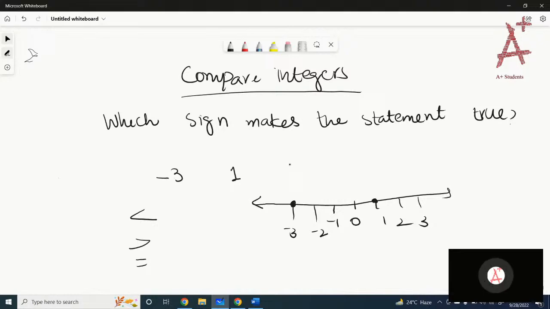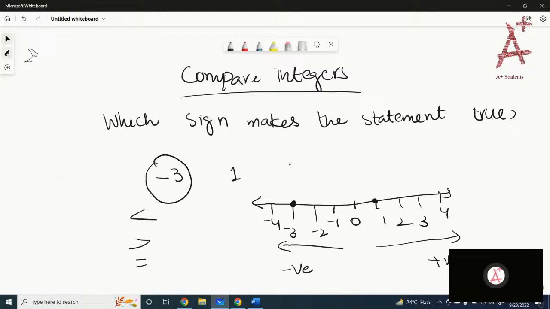On the right hand side of the number line, you have all positive numbers, and each next number is greater than the previous one. Like the next number is 4, and 4 is greater than 3. Got it? As you are moving far from 0, the numbers are greater and greater. And on the left hand side of the number line, you have all negative numbers. Each next number is smaller than the previous one. As you are moving far from 0, the numbers are smaller and smaller. Got it? So that means the negative numbers are always smaller than the positive numbers. So -3 is less than 1. Got it? You have to put the sign of less than here.